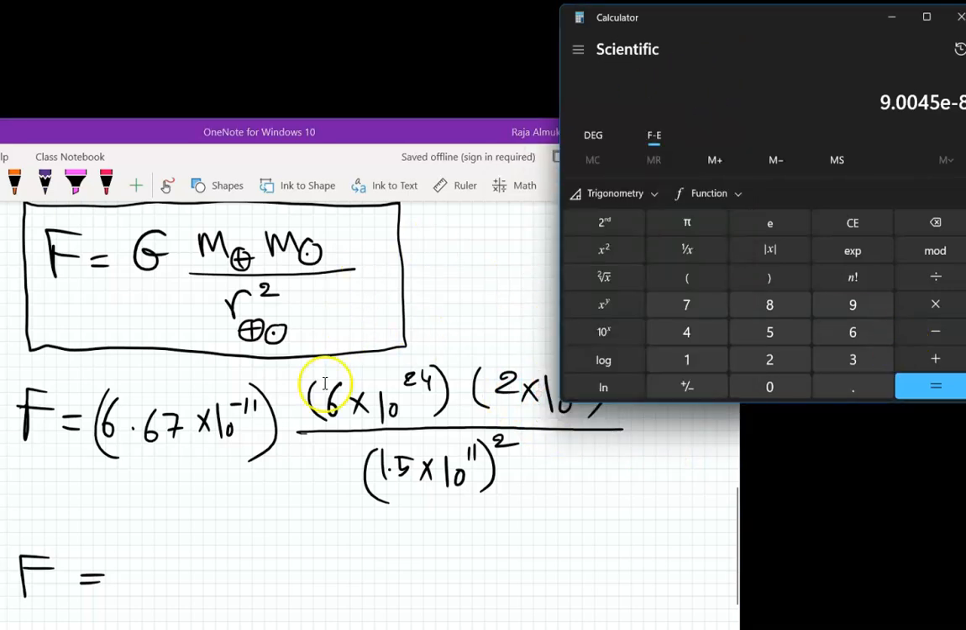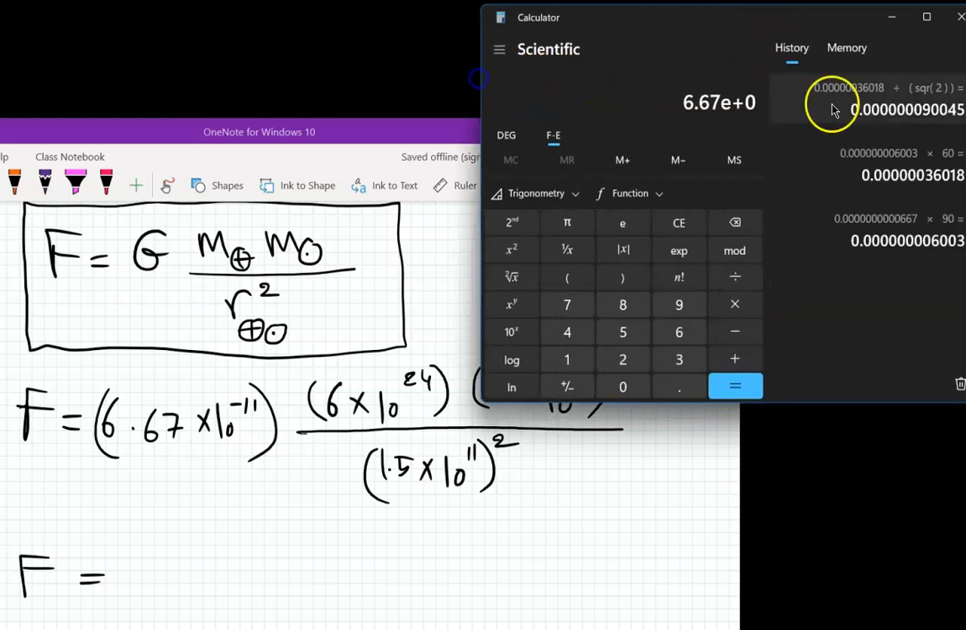Okay, so we start with the universal gravitational constant, 6.67 exp negative 11. I want to show you what's going on here. So negative 11. There we go. I am done with this part. Now I'm going to multiply by the mass of the Earth, times 6 exp 24, equals.